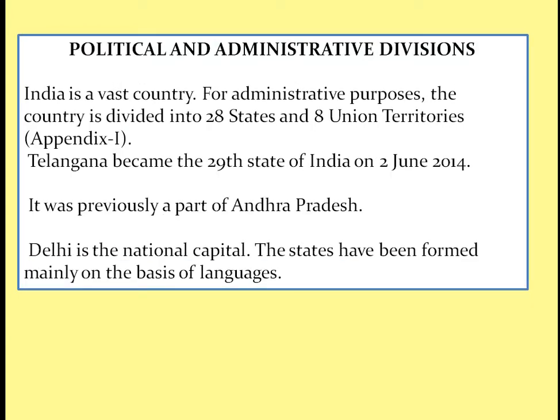Political and administrative division of India. In that we see that India is a vast country. For administrative purposes, the country is divided into 28 states and 9 union territories. This is the old figure, in the text it is written that way, that's why it is 28 here. Then Telangana became the 29th state of India in June 2014. It was previously part of Andhra Pradesh, so Andhra Pradesh was split into 2 parts and became Telangana and Andhra Pradesh. Delhi is the national capital. The states have been formed mainly on the basis of languages. So India has linguistic states.